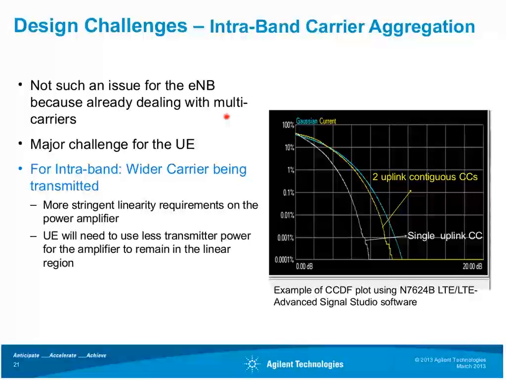In this case, the CCDF plot shows that 2 contiguous component carriers, that's the yellow line here, has a higher probability than a single carrier of having a peak data signal more often. 2 carriers then requires an improvement in the power amplifier linearity, or a reduction in the maximum operating level, putting more stringent requirements on the transceiver chain.